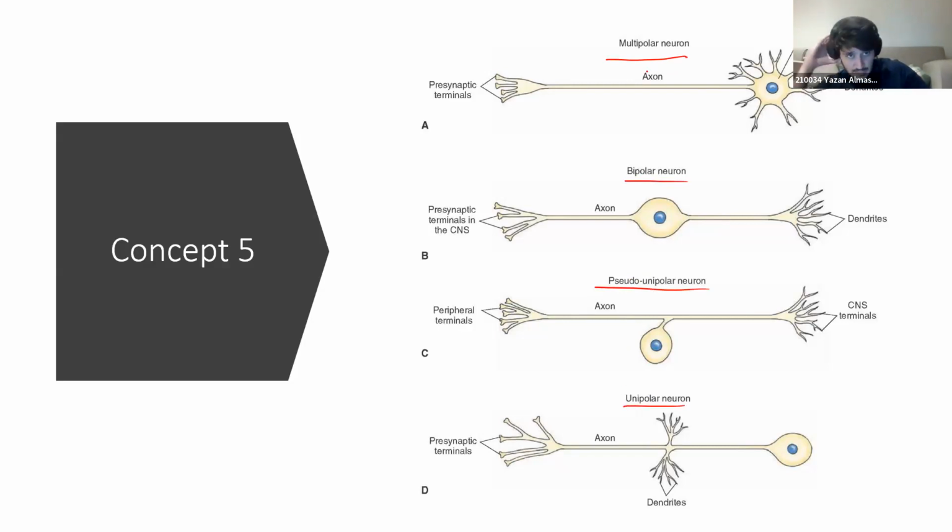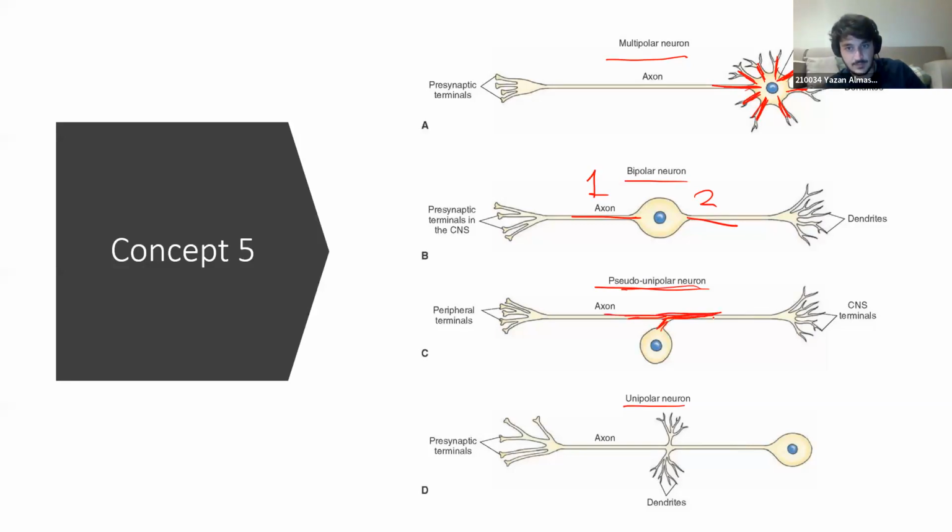Again, we have to understand the word, not just memorize it. Multipolar, it has multiple, what? It has multiple processes coming out of it. So this is why it's called multipolar. Bipolar, it will have two. One, two. Pseudo-unipolar, it has one, but really it's dividing into two. So it's like falsely one.